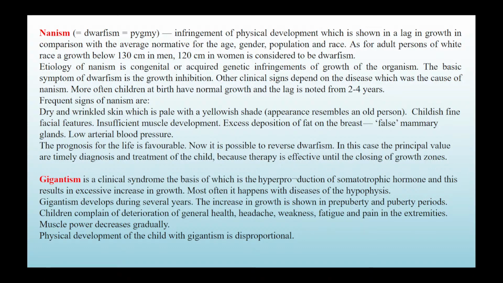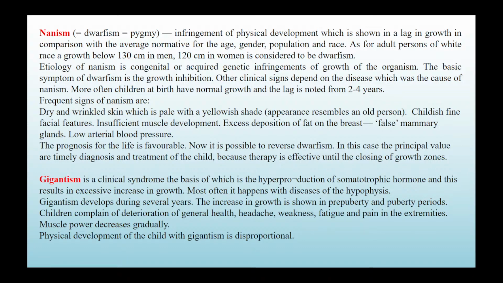The etiology of nanism is congenital or acquired genetic infringements of growth of the organism. The basic symptom of dwarfism is growth inhibition. Other clinical signs depend on the diseases which were the cause of nanism. More often children at birth have normal growth and their lag is noted from 2 to 4 years.